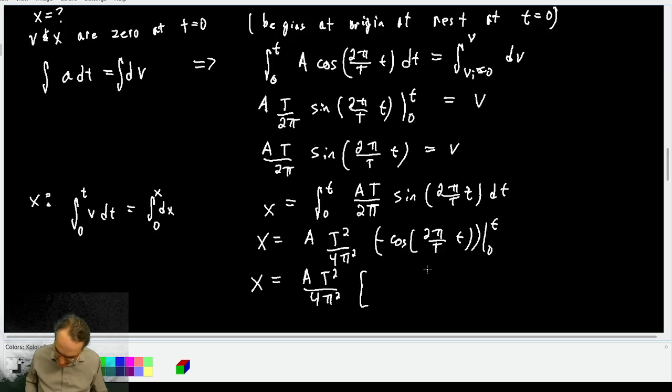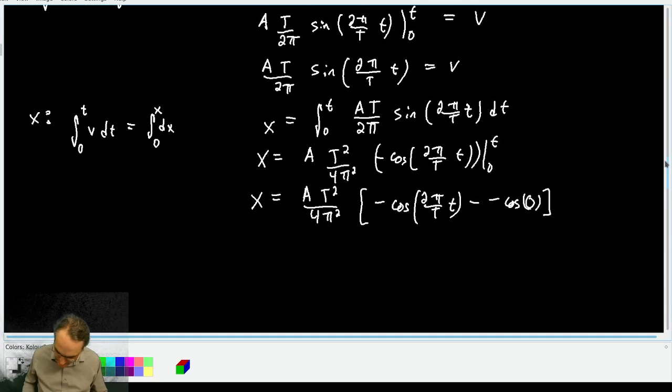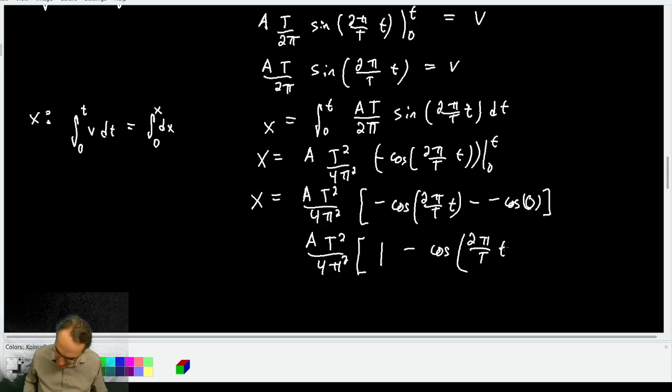Then we get minus cosine of 2 pi over the period times the time for the upper limit. For the lower limit, we subtract a minus cosine of 0. Cosine of 0 is 1, so we've got a minus minus 1, so it kind of inverts the order here. We've got a plus 1 and we've got a minus cosine. So it'll be 1 minus cosine of 2 pi over the period times the time.